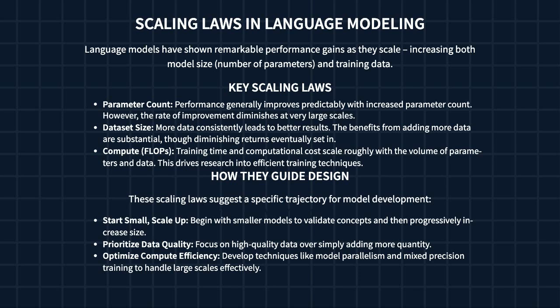We've seen that adding more parameters generally makes a difference, although the gains get smaller as you go bigger. Similarly, throwing more high-quality data at a model consistently helps, though eventually you reach a point where adding even more data gives diminishing returns. And of course, training these massive models requires enormous amounts of computing power, so understanding how that scales is crucial for designing practical and efficient AI systems.